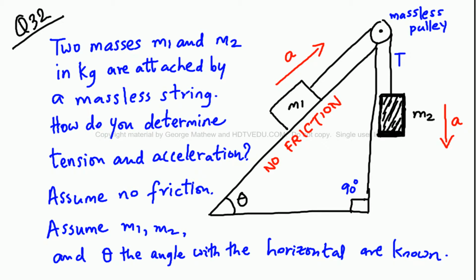Two masses M1 and M2 in kg are attached by a massless string. How do you determine tension and acceleration? Assume no friction. Assume masses M1, M2, and the angle theta with the horizontal are known. So how do you determine tension and acceleration in terms of masses M1, M2, and the angle theta?